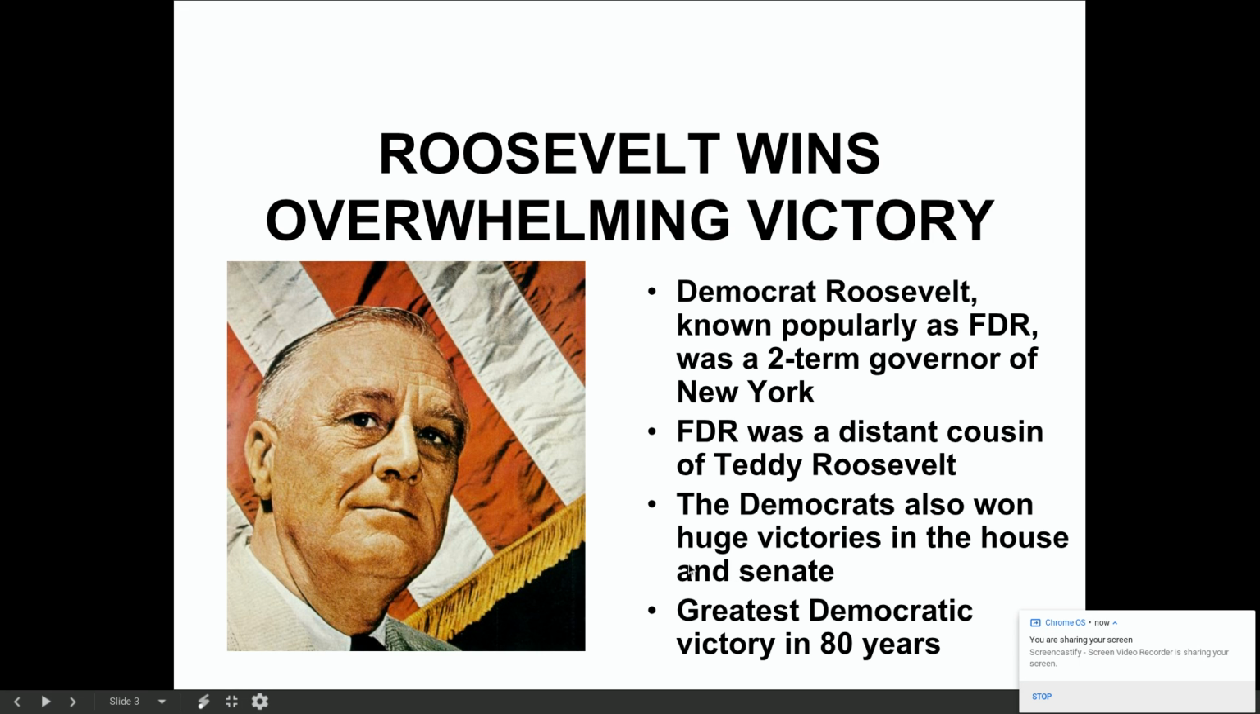And again, this is probably because Republicans had been in charge of the federal government for a while. And even though there was prosperity leading up into the 20s, after the crash of the economy, people wanted a different style of leadership and different programs. And so they looked for the Democrats to really switch things up.